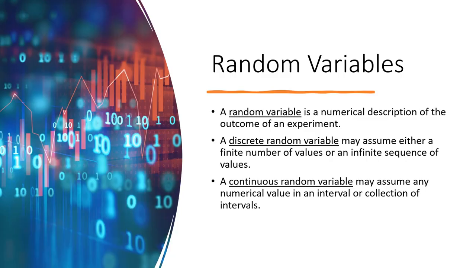Now let's go into random variables. In any experiment of chance, the outcomes occur randomly, so we call those random variables. We have two types of random variables: a discrete random variable and a continuous random variable.